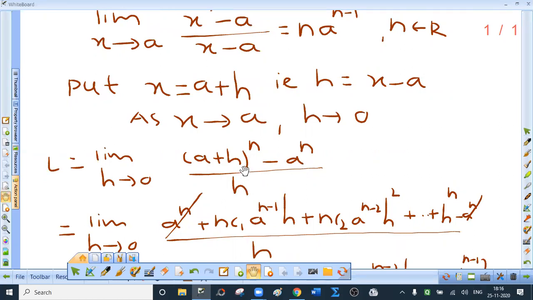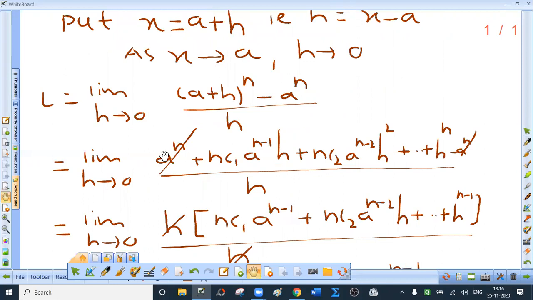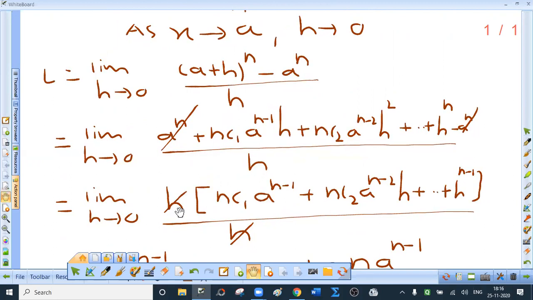I have said that n is a natural number. So we expand this using the binomial theorem. nC0 means 1, a raised to n, plus nC1 a raised to n minus 1 into h, plus nC2 a raised to n minus 2 h square, up to what? h raised to n, minus a raised to n as it is, denominator as it is. a raised to n gets cancelled. From the remaining terms, I can take h common to get nC1 a raised to n minus 1 plus nC2 a raised to n minus 2 into h, up to, as h is taken common, h raised to n minus 1.